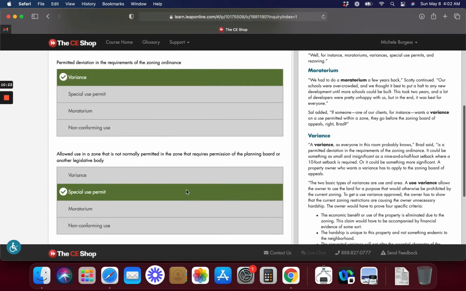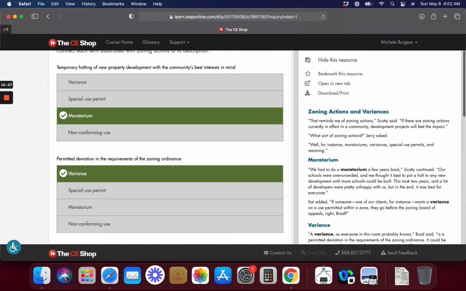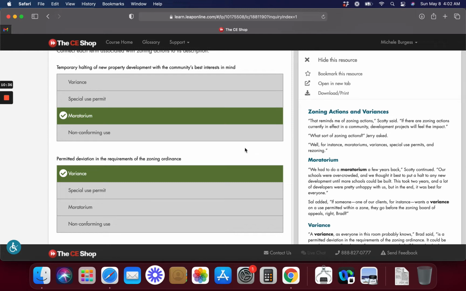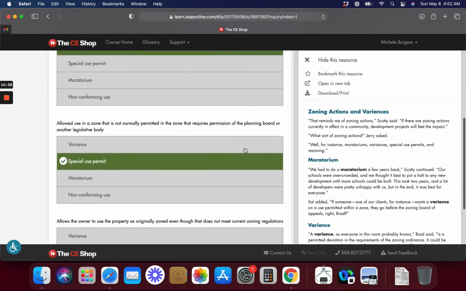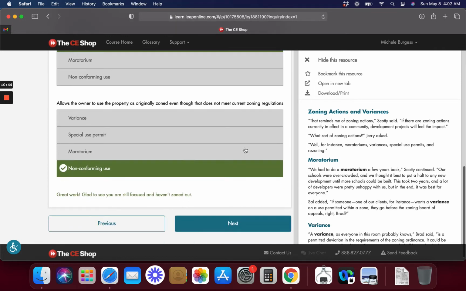All right, so if you want to take a picture of these to remember: temporary halting of new property development, moratorium; permanent deviation in the requirements of the zoning ordinance, variance; allowed use in a zone that's normally not permitted in a zone, special use; non-conforming use, it does not meet the current zoning regulations.